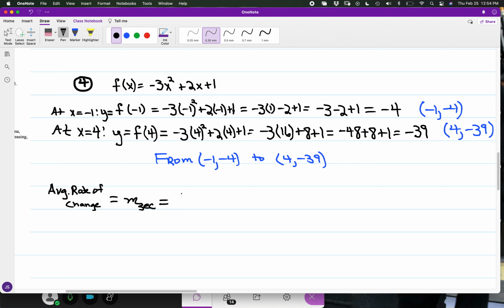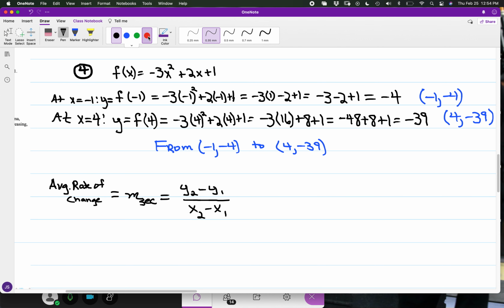And again, I can just put this in terms of the general slope formula. So I have y of 2 minus y of 1 all over x of 2 minus x of 1. And keep in mind that all ordered pairs are of the form x and y. So with -1, -4, I can identify this as the first x and y values. And with 4, -39, I'll have this as the second set.